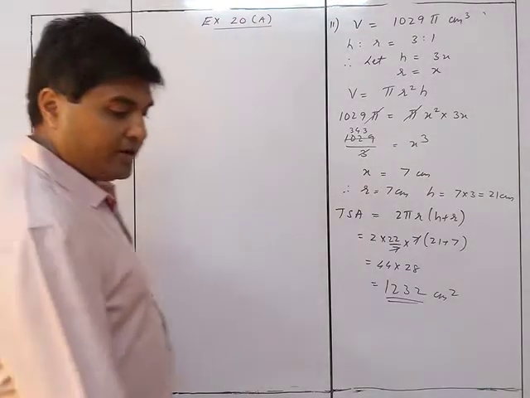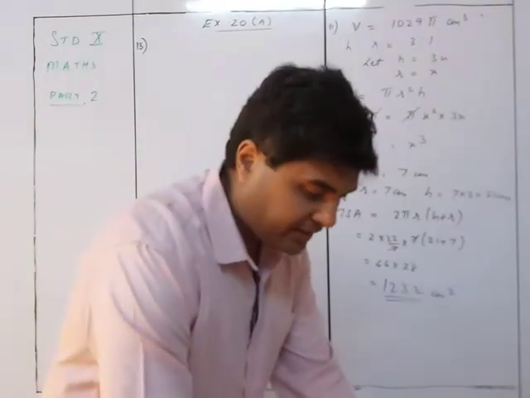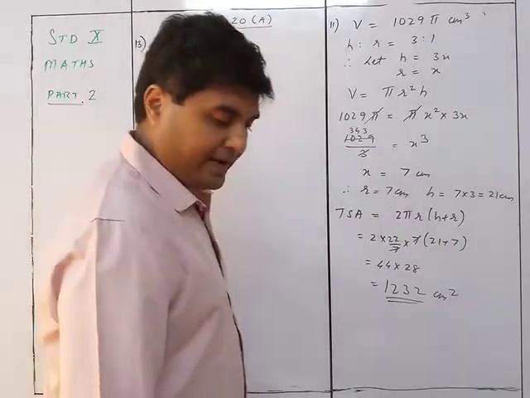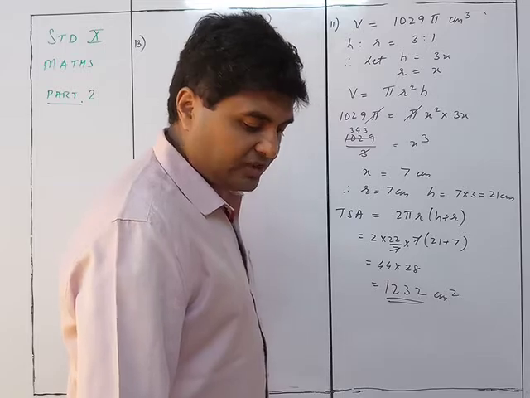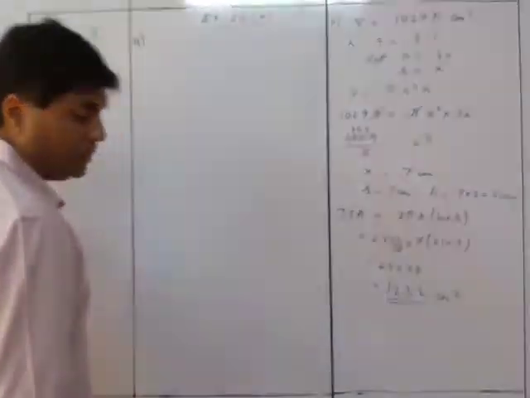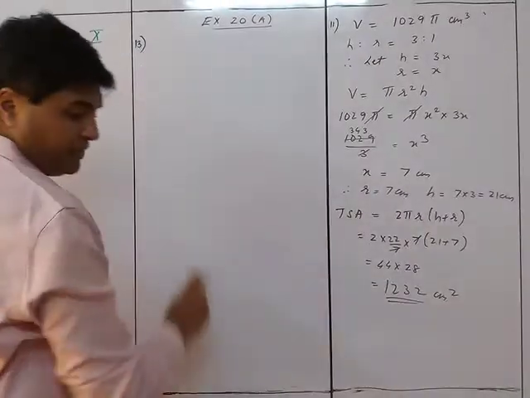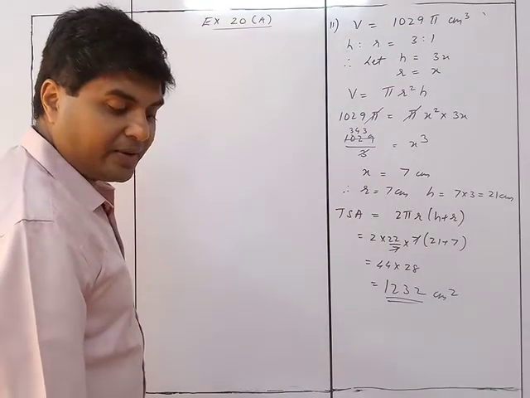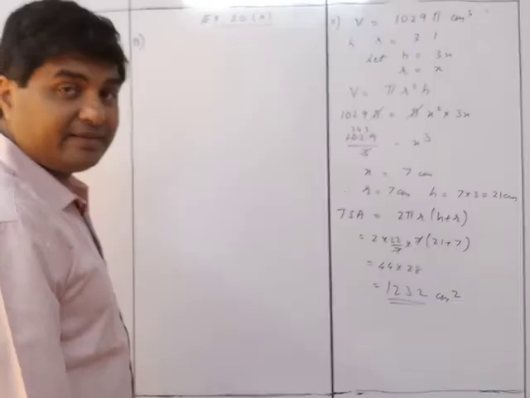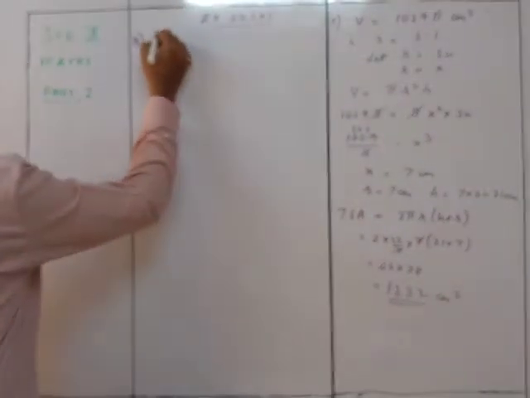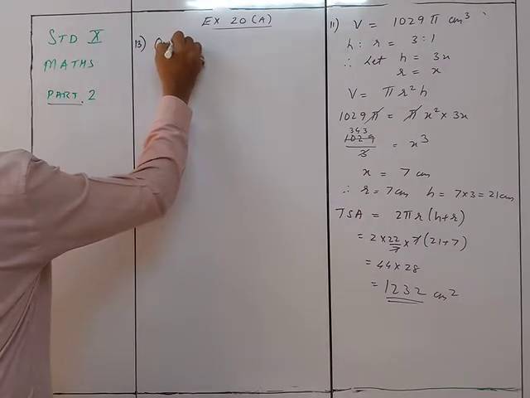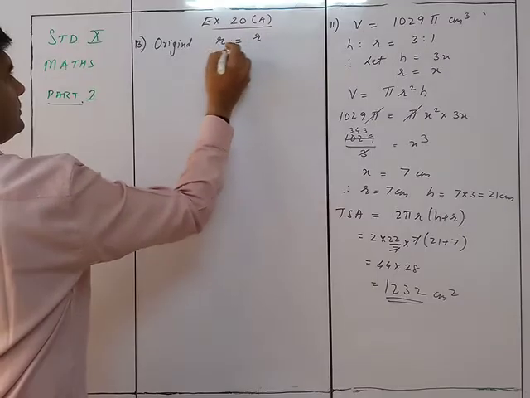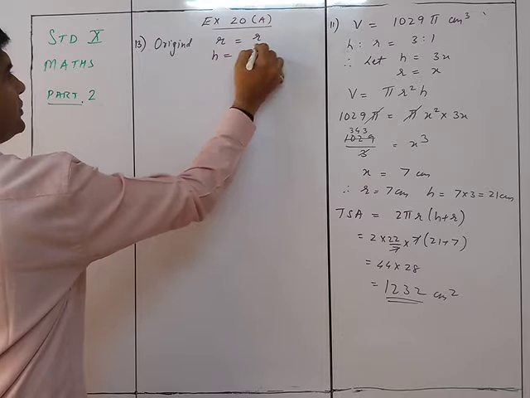The radius of the solid right circular cylinder decreases by 20% and its height increases by 10%. Find the change in the volume and the curved surface area. So it is given that the radius decreases by 20% and height increases by 10%. So we'll say the original radius is r and height is h.